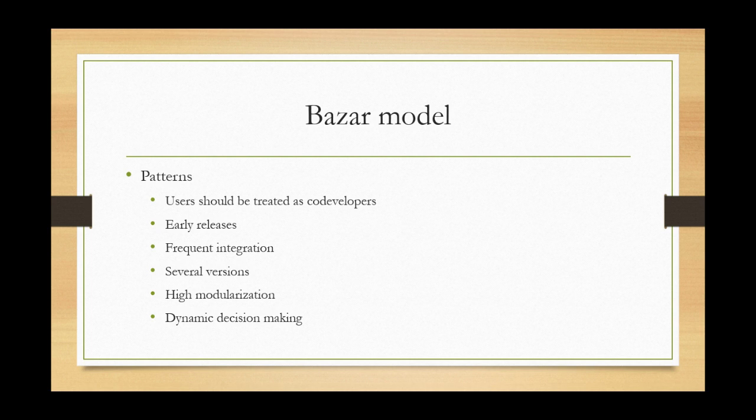Then we have several versions as another pattern in the Bazaar model. Speaking of several versions, that means that there should be at least two versions of a software. You have to have two versions of a software. The first version is a buggier version, and this buggier version, most of the time, has more features, a lot of features.